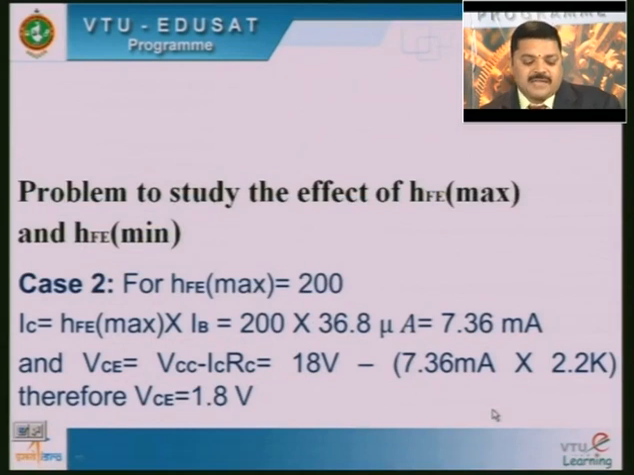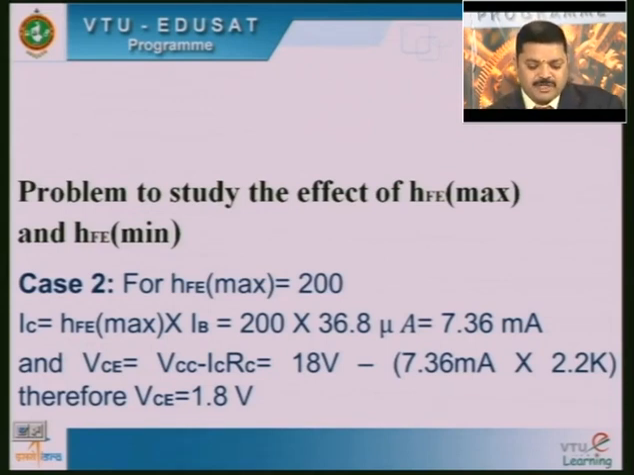Next, case 2. We consider beta as the maximum value now. For HFE max equal to 200, we need to again find IC and VCE values, so that we can compare the operating point when beta is 50 and when beta is 200. That is the study of the effect of HFE max and HFE min.